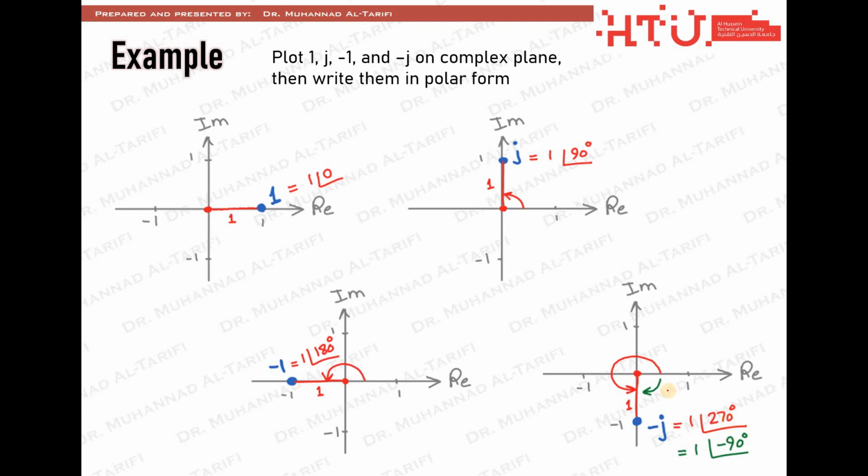Notice that there is another way to look into the angle, which is clockwise direction. The angle from the positive real axis clockwise is 90 degrees, which allows us to write the polar form as 1 at the phase of minus 90 degrees, where the negative sign is due to the direction being clockwise, opposite to the convention. Worth to notice that 270 degrees and minus 90 degrees are 360 degrees apart, which makes them equivalent in trigonometry.